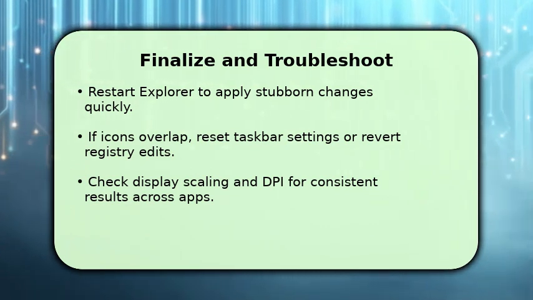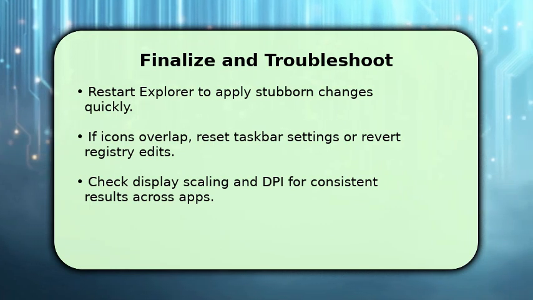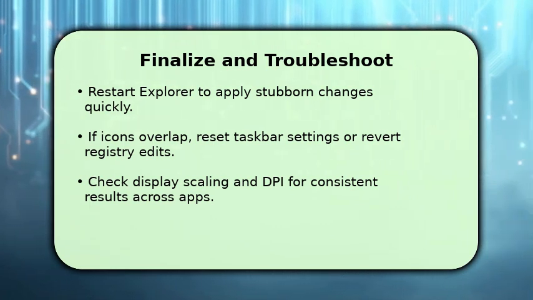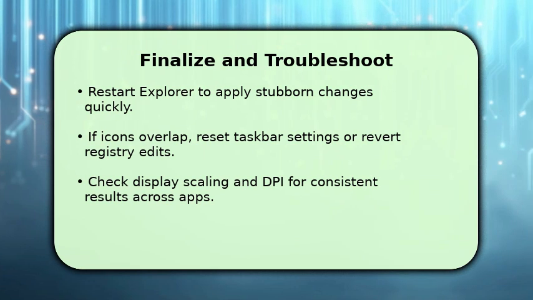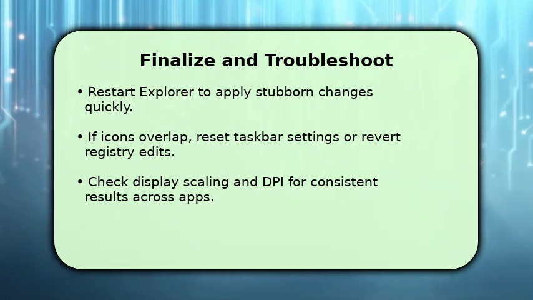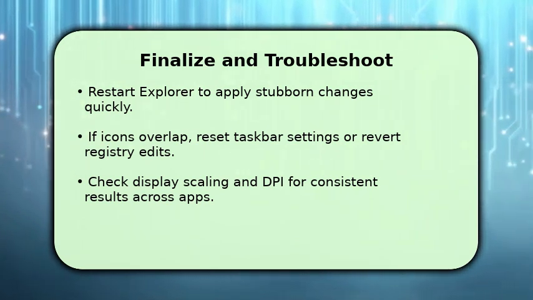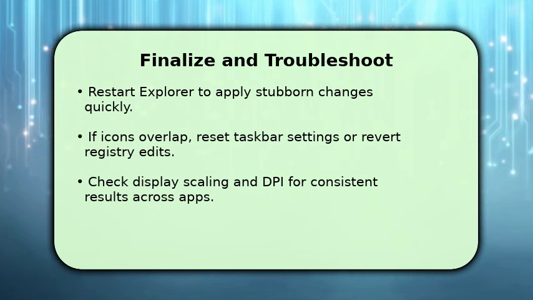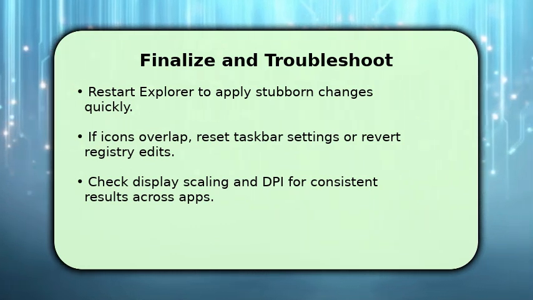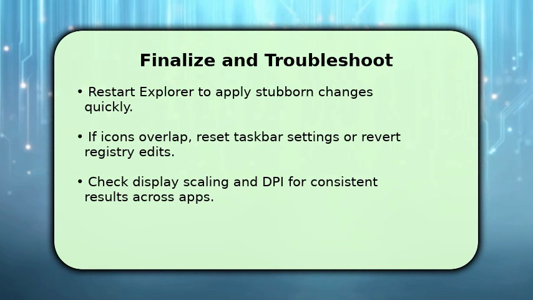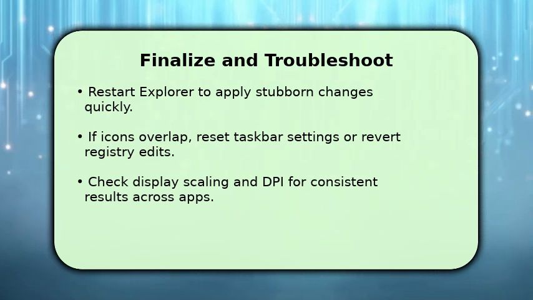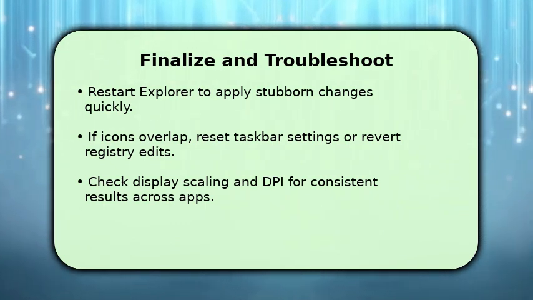If icons overlap or items disappear, revert any registry edits you made and toggle the small icons setting off then on. Make sure display scaling and DPI are consistent across monitors. Mismatched scaling can make the taskbar look large even when set small. If problems persist, sign out and back in, or reboot to ensure all processes pick up the new sizes.